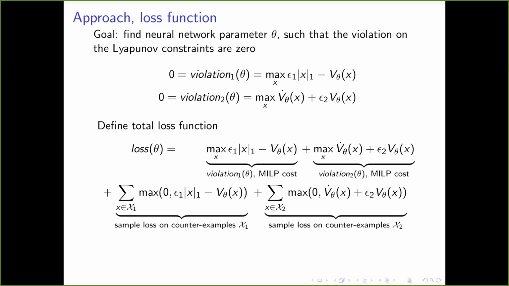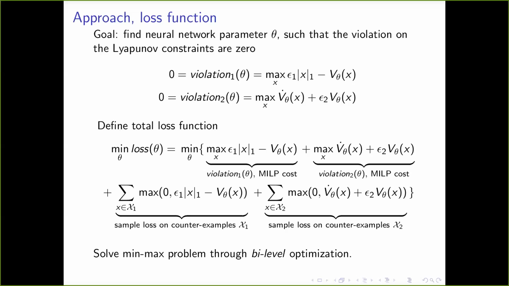With the loss function minimized through solving this min-max problem, which is called bi-level optimization, we can readily compute the gradient of the loss, and then use gradient descent to reduce the loss to 0. The gradient of the MILP cost is computed using the optimality condition of the MILP. We skip the details of computing the gradient here, and you can refer to our paper for the math.